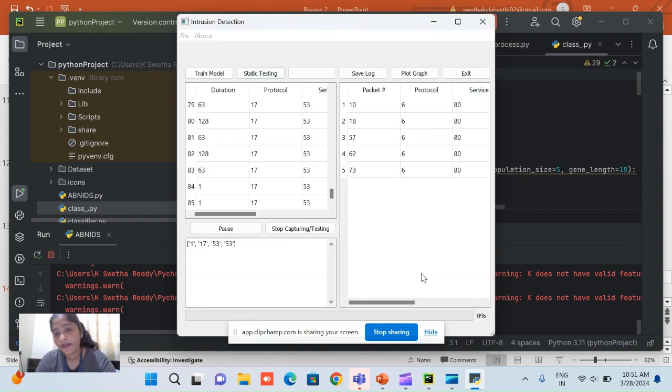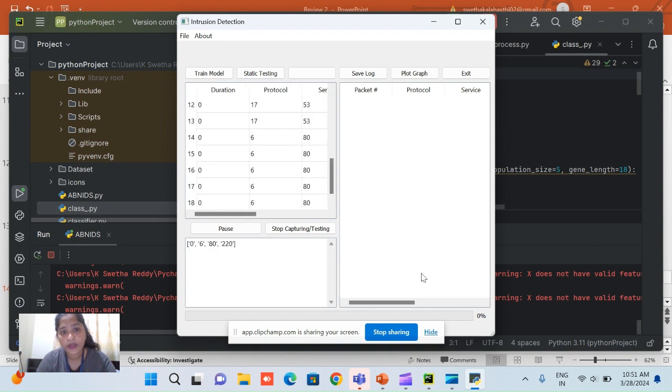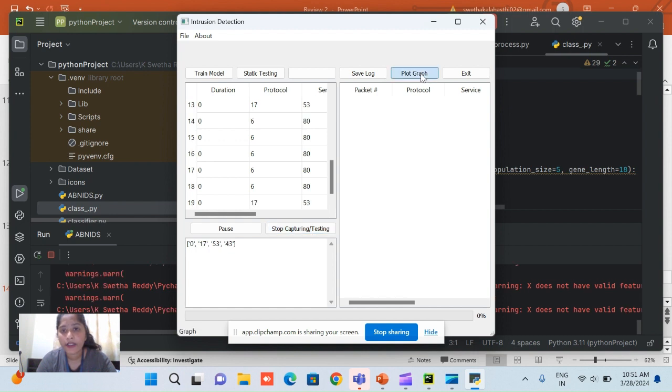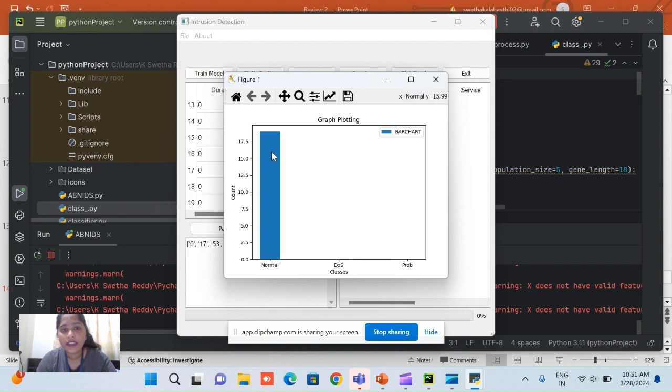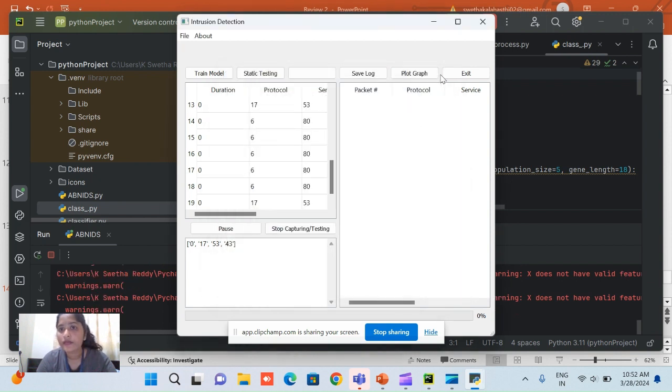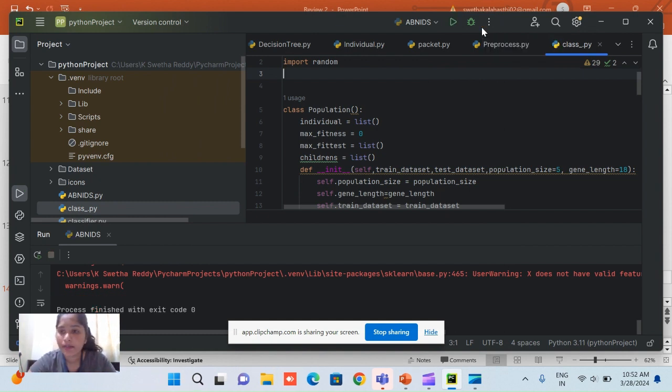If we open this, we will get the values coming from the testing. See, you got the values, right? Now stop capture, plot graph. Again, you can see here it's 19.6. And that's all. It's the execution part.